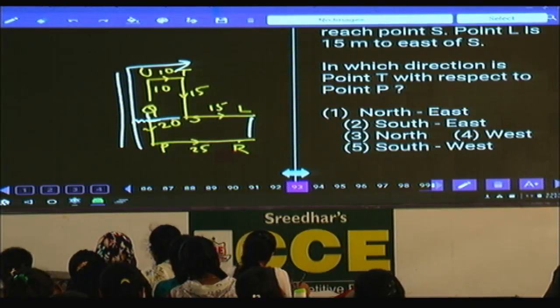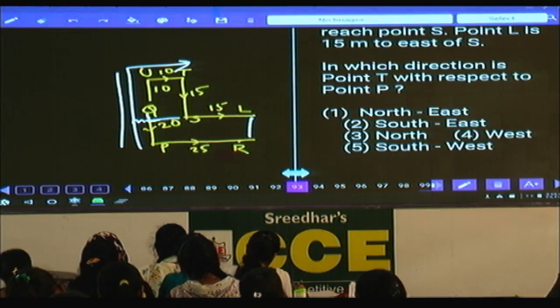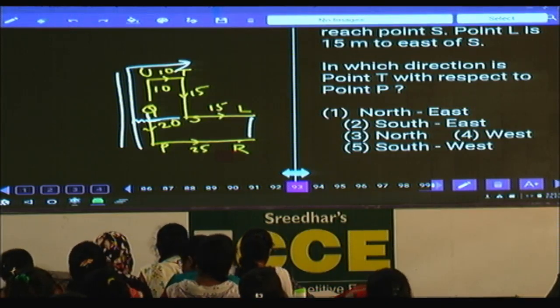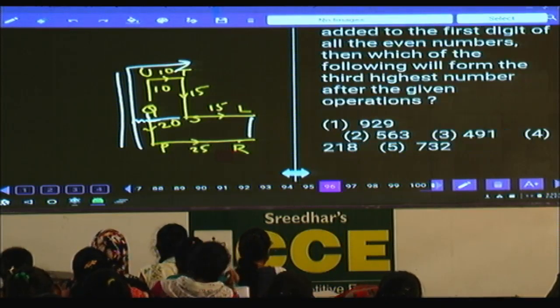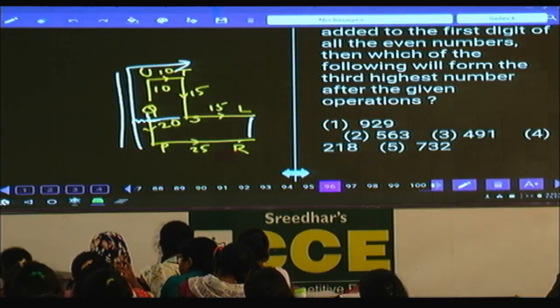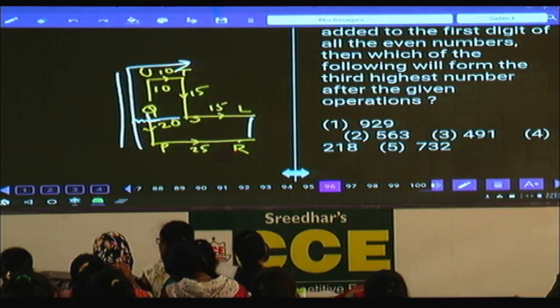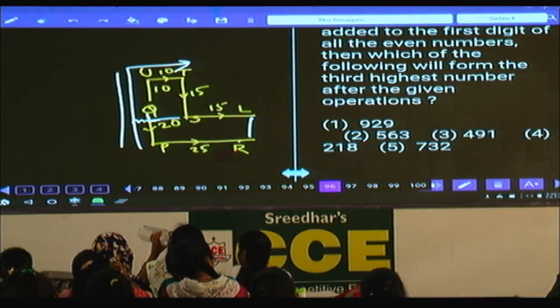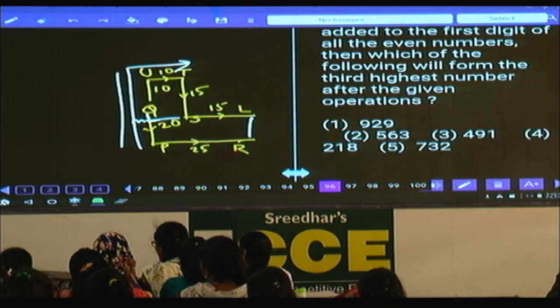Then 94, 95, 96 to 100. Tell me which one shall I work out? 96 to 100 is the best, isn't it? Because 5 questions were given, and at the same time, what happens here? All these 5 questions are not related to each other.